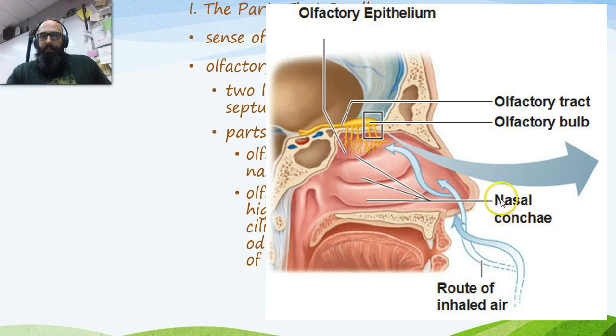If we're looking at this diagram here, I like this one because it shows the route of air as you inhale through your nose. It goes into the nasal cavity. You will notice here that these extensions protrude through the ethmoid bone from the olfactory bulb. This entire section here is what we're going to call the olfactory epithelium.